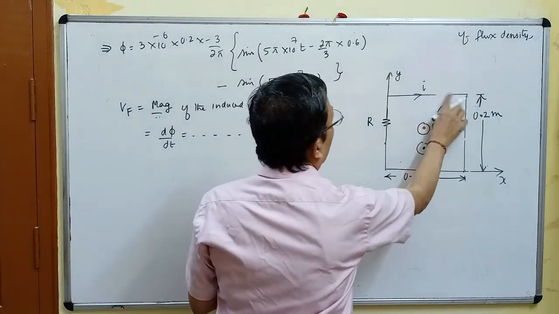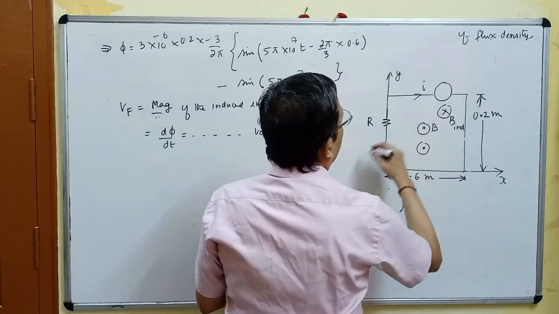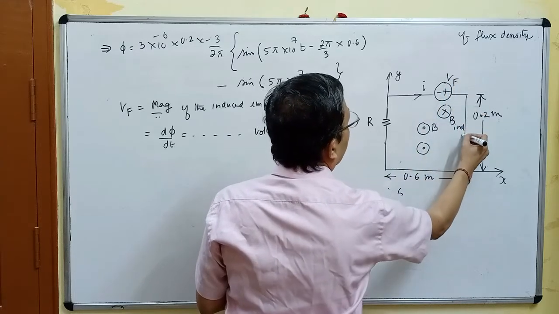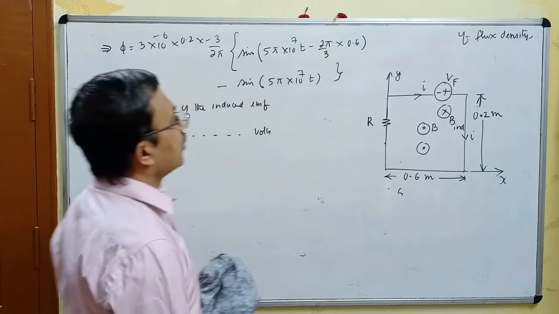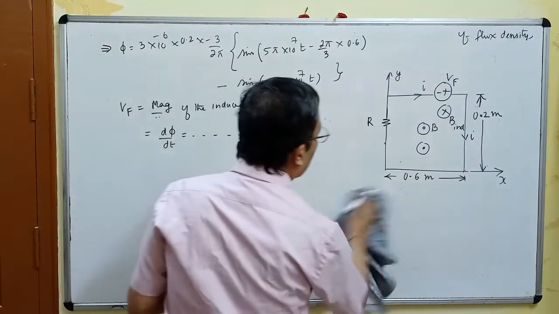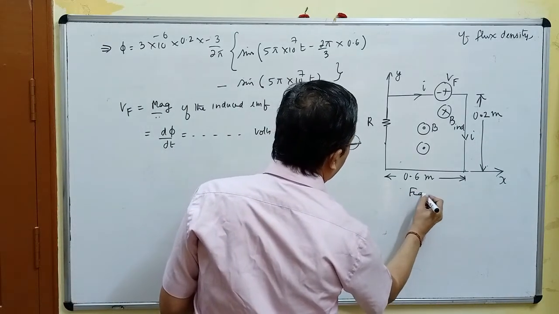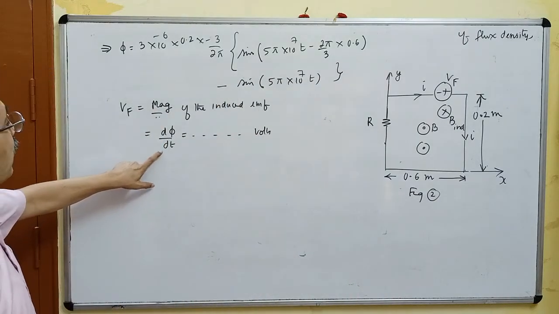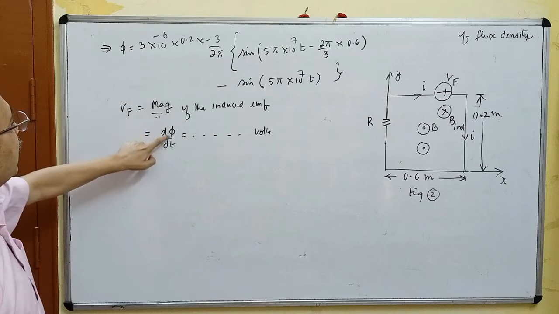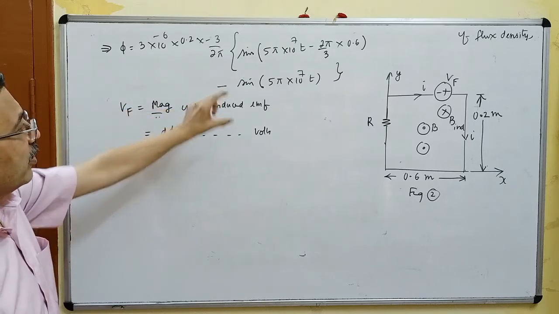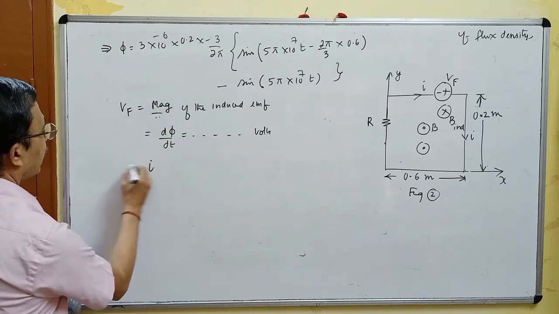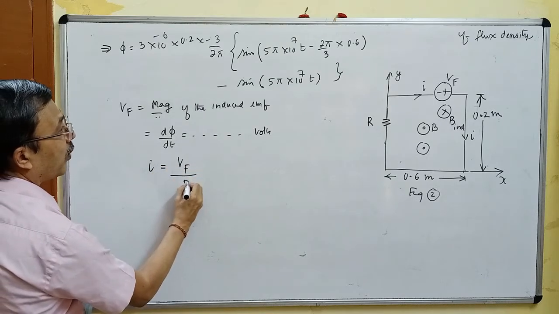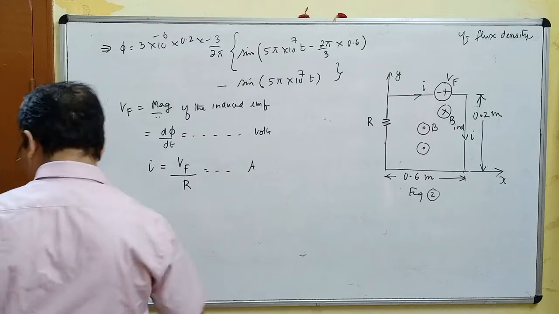If current has to flow in the clockwise direction, what should be the polarity of Vf? This should be the polarity of Vf. Correct, this is figure number 2 after inserting Vf. So please find Vf. This is left as homework for you. You know what is phi. Differentiate phi with respect to t to get the expression. Then what is current I? Current I is equal to Vf divided by R, so many amperes.